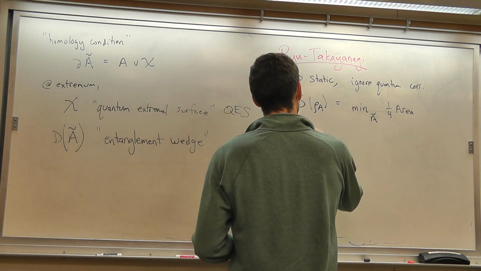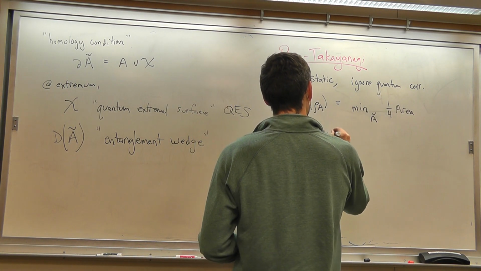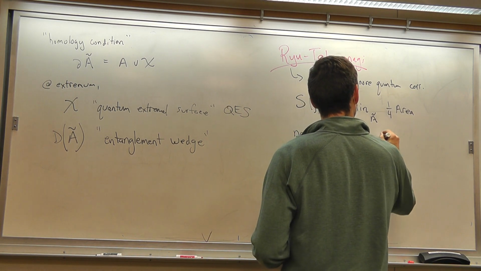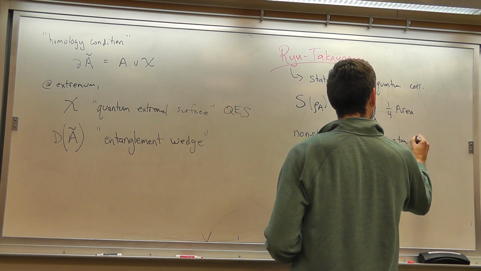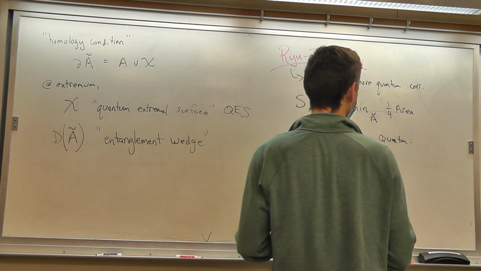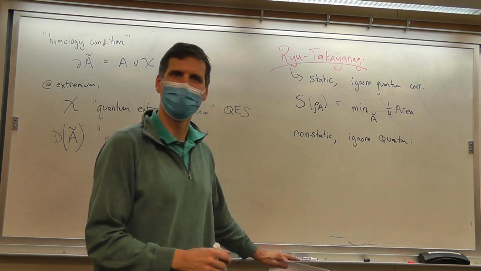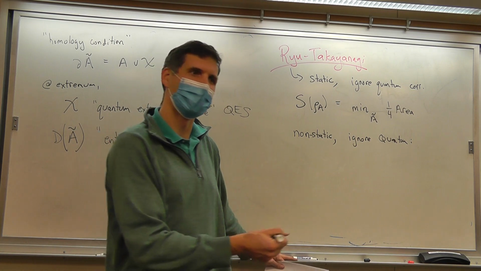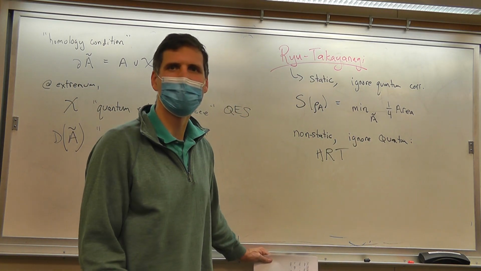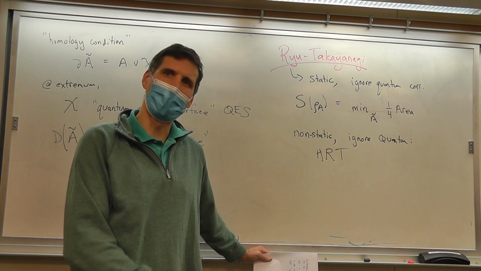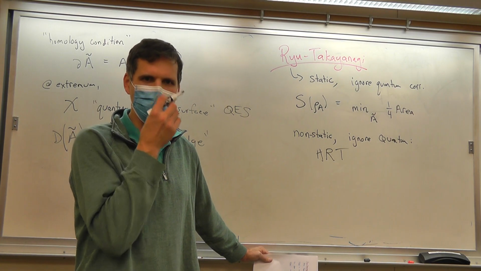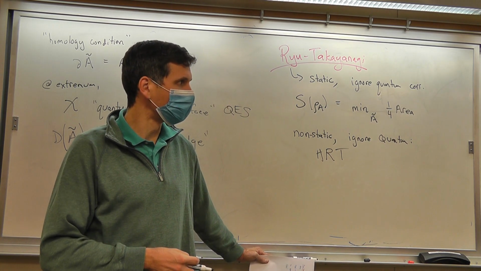The next one that was understood is the non-static case, but still ignoring the quantum corrections. For this one, you just have to put in the extremize step. That's often called the HRT formula after its authors. Inclusion of quantum corrections is something that happened in a series of papers by various people who I'm not going to name, but the final version appears in a paper of Engelhardt and Wall.